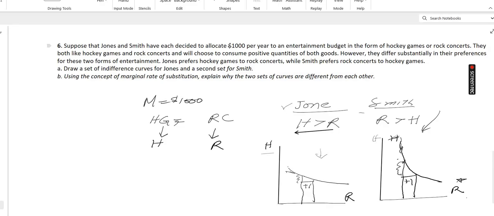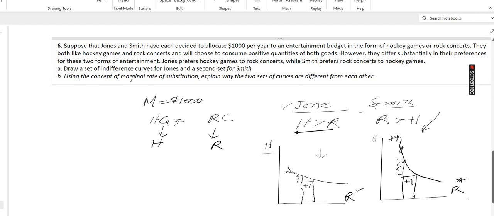If you just try to memorize it, the downward slope of the indifference curve is inclined more towards the commodity which he doesn't like. So John doesn't like rock concerts as much, so his indifference curve is more inclined towards R, whereas Smith doesn't like more of hockey, so his indifference curve is more inclined towards hockey. So it's a kind of memorization process if you want to make the right graph. I hope that you understand.